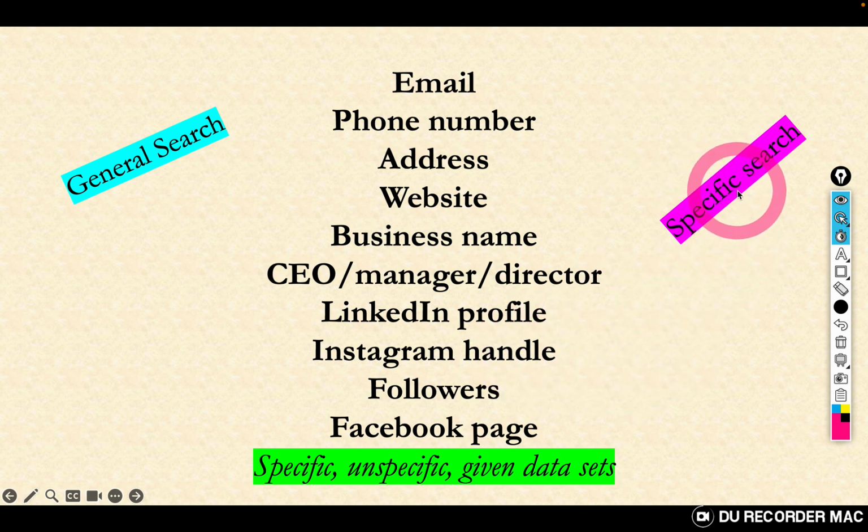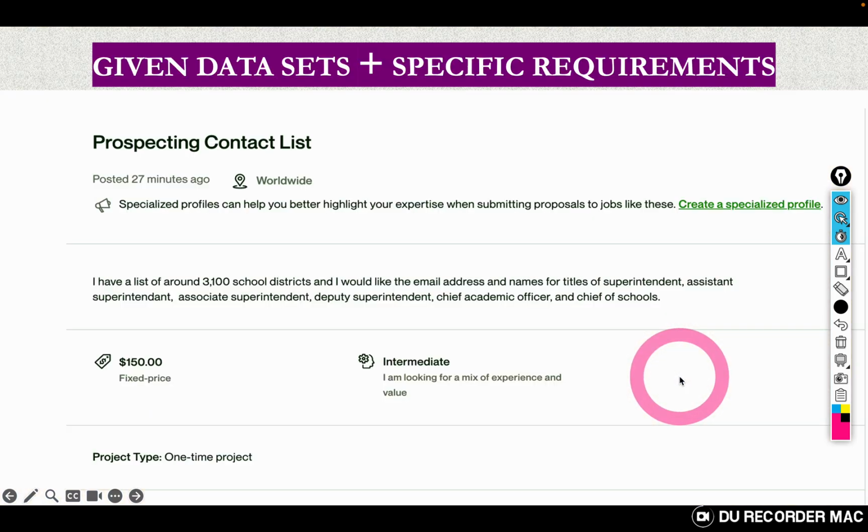Now you can have specific search. Like I said, I can tell you this is the specific things I want. I just want the business name. I just want the LinkedIn profile. You can have specific, unspecific, and they can give you some data set. Let's move on to the next slide so we can see what we mean by data set.